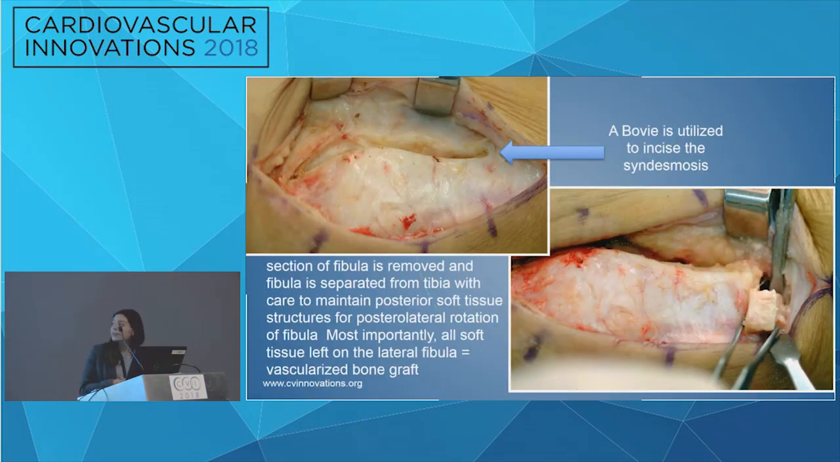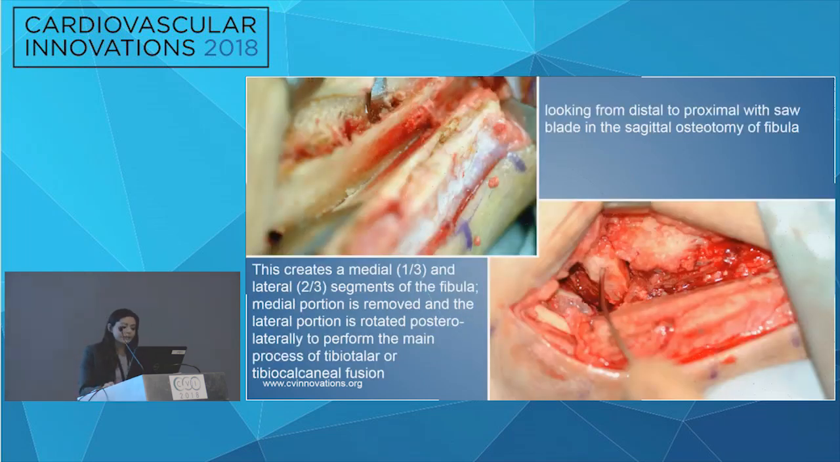So you use a bovie to incise the syndesmosis first, and then a section of the fibula was removed and the fibula was separated from the tibia, with care to maintain posterior soft tissue structures for posterolateral rotation of the fibula. Most importantly, all soft tissue is left on the lateral fibula, and this allows the vascularization of the bone graft.